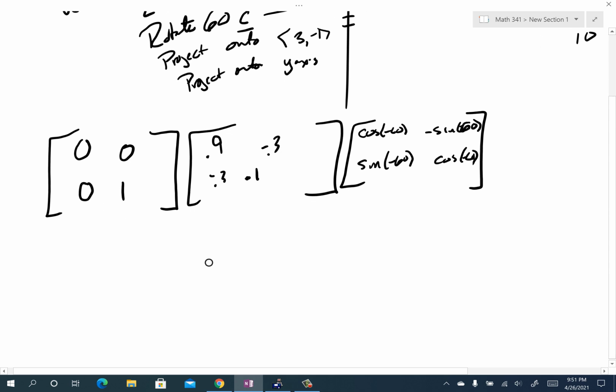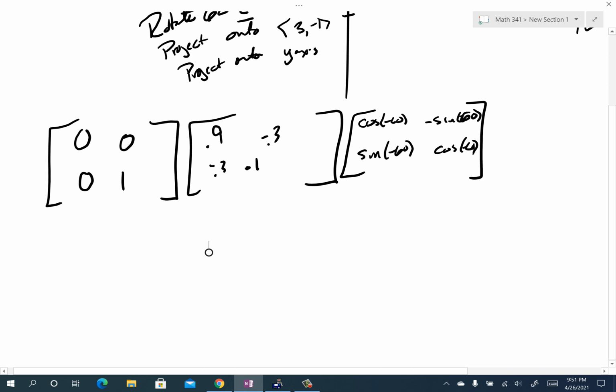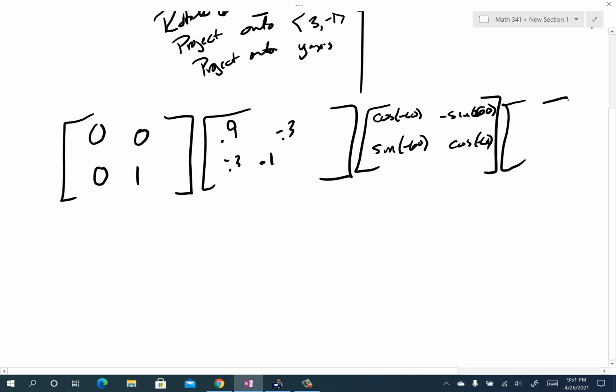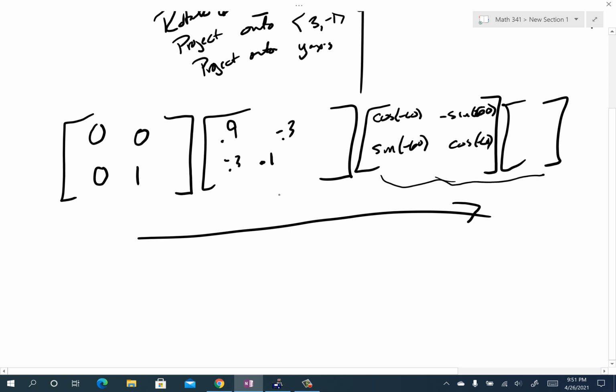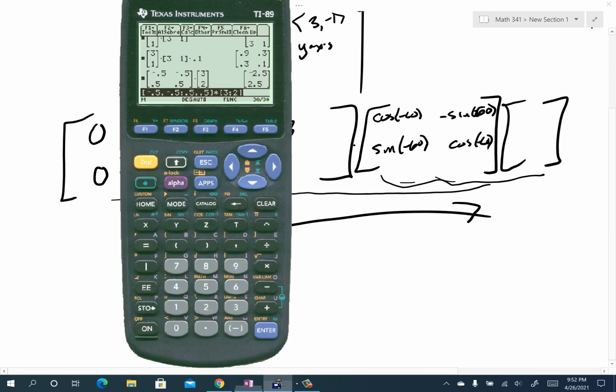Now, if I do this all in one fell swoop, it's important that it goes in this order. Yes, we start here and work that way, but when you multiply, you have to go in order this way because multiplication is not commutative. You get this answer first, then you multiply it by this one, and then multiply that answer by the last one. So when you put them in order, it goes from left to right. Let's see what happens here.